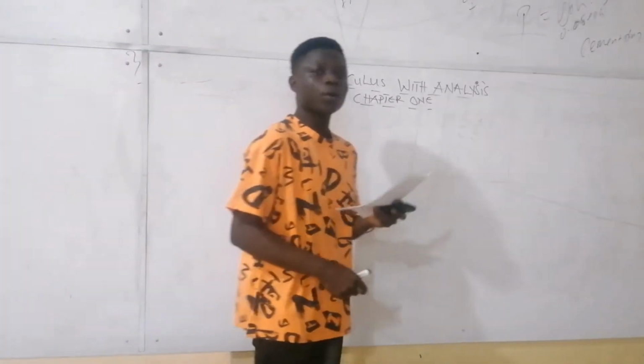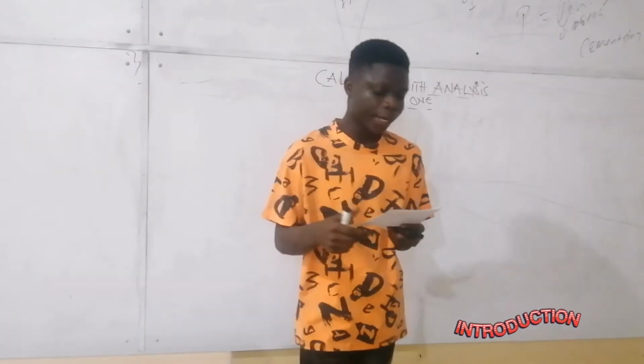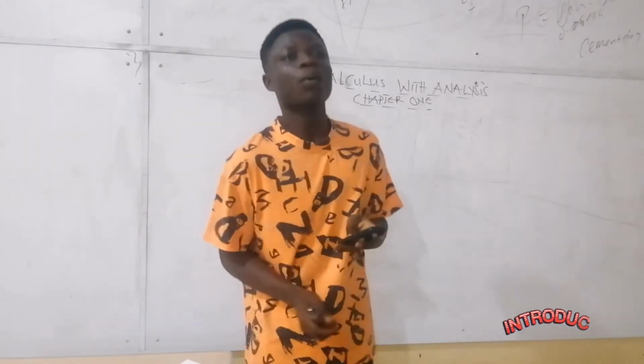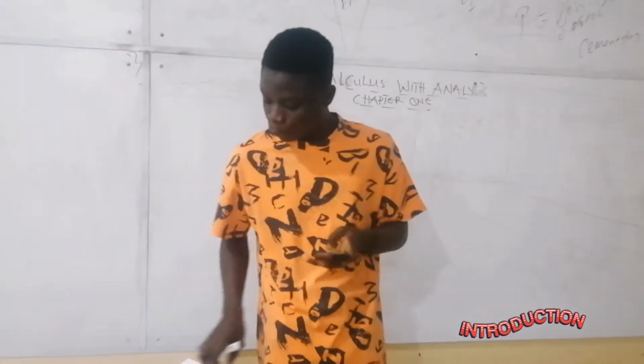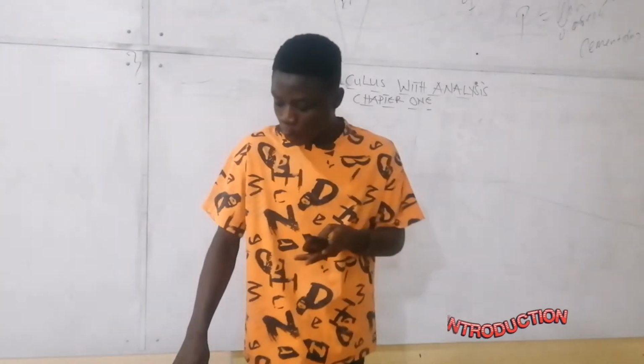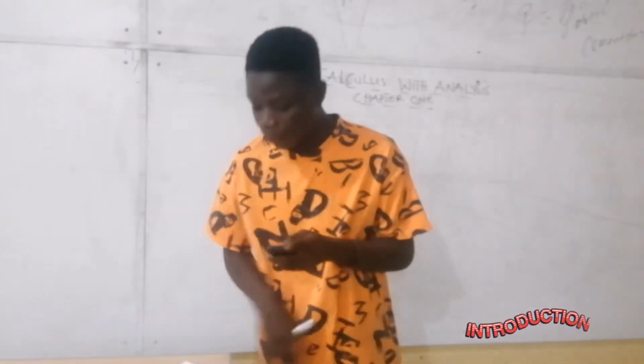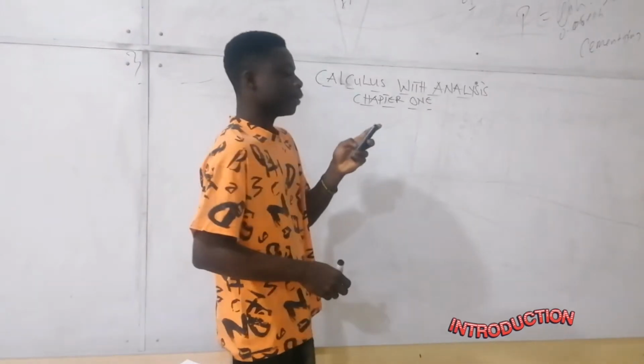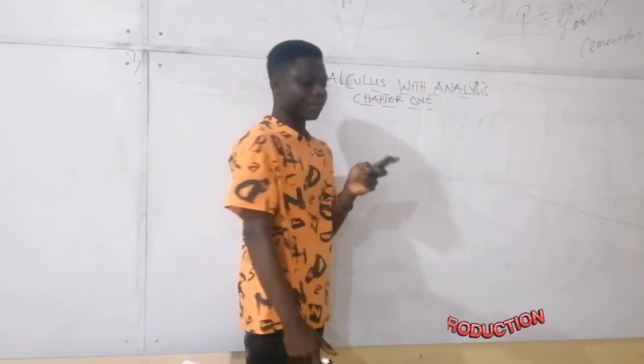And with chapter 1, we're going to think about introduction, inequalities, and absolute value. So with chapter 1, we're going to take introduction to the real number system, and also inequalities, and absolute value. Now, chapter 1 starts with the real number system. So under the real number system, you have something called the introduction to the real number system.